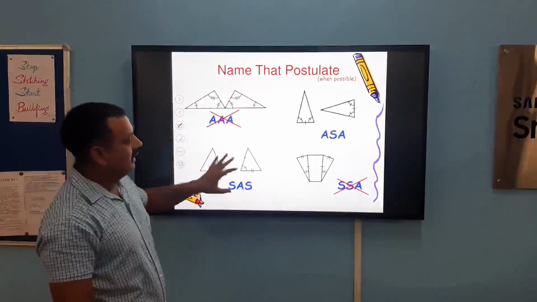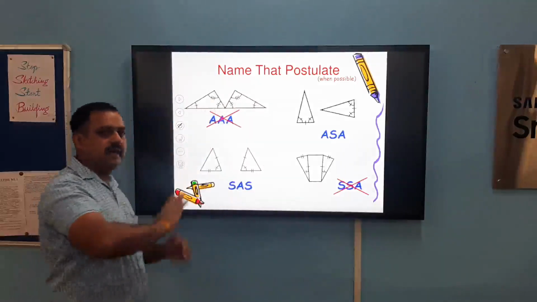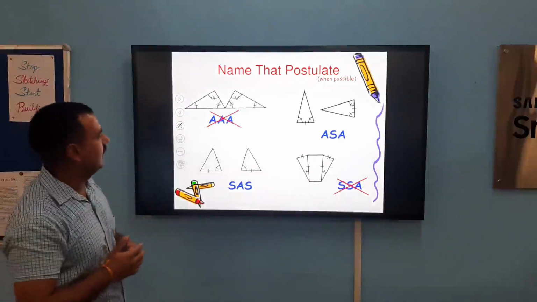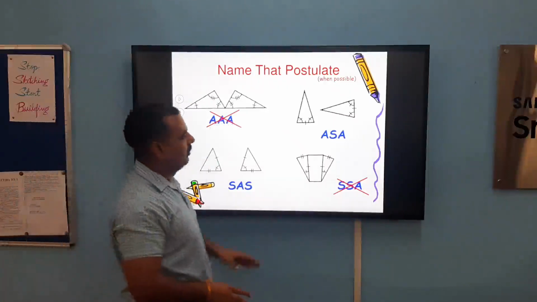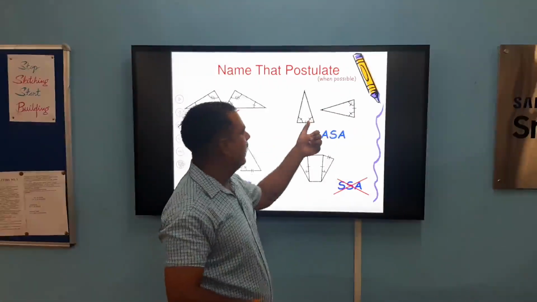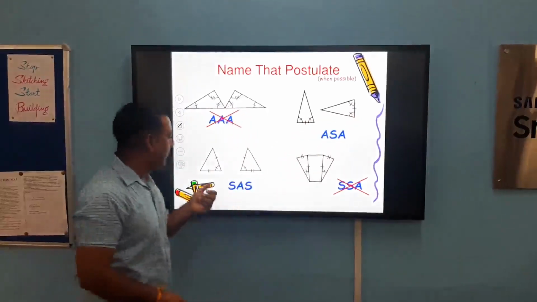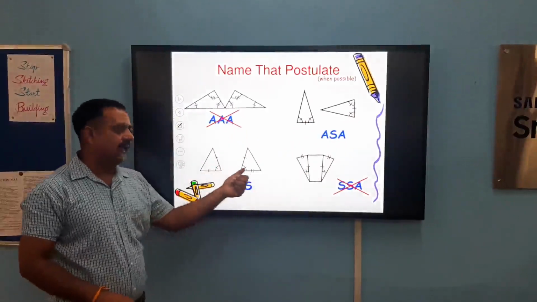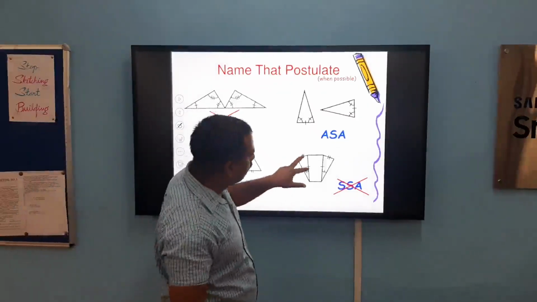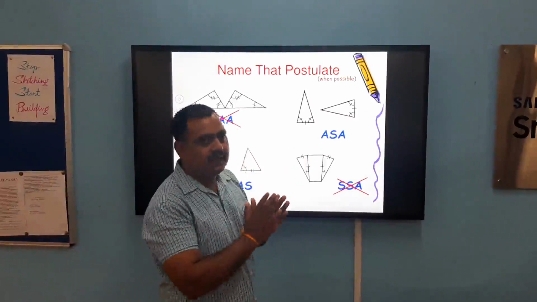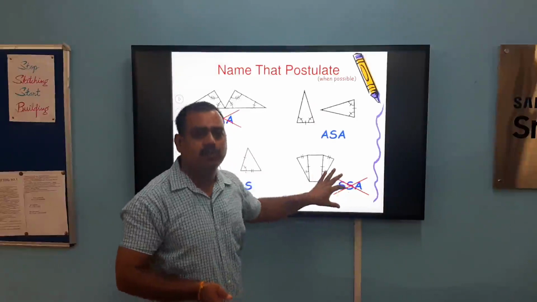Now here are some other examples. In the first example, if all three angles of one triangle are equal to all three angles of another triangle, then the AAA postulate does not exist for congruency of triangles. But if two angles are equal and the included side is equal, then the ASA postulate exists. If two sides are equal and the included angle is equal, then the SAS postulate exists. If two sides are equal and the angle not included is equal, then SSA does not exist.